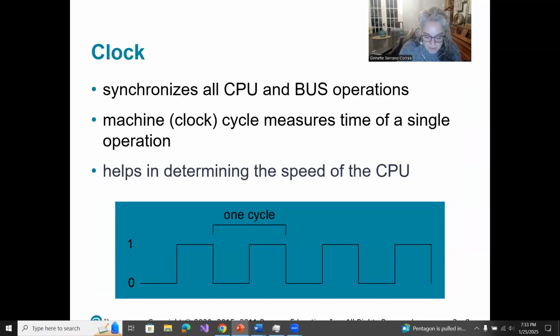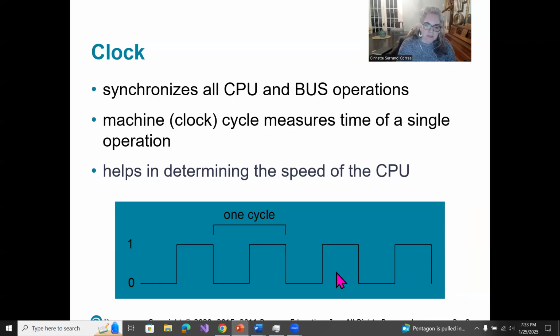One of the things that we said is that the CPU has the control unit, the CU, the ALU, the arithmetic logic unit, the registers, and a clock. The clock is very important. The clock synchronizes all the CPU and the bus operations. It keeps everything at a certain pace called a frequency.